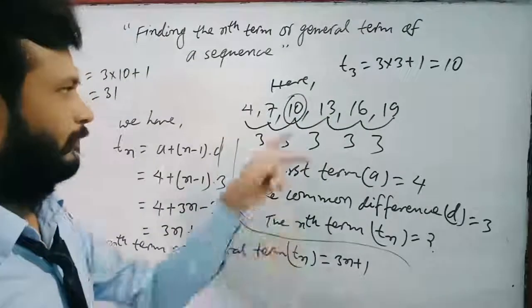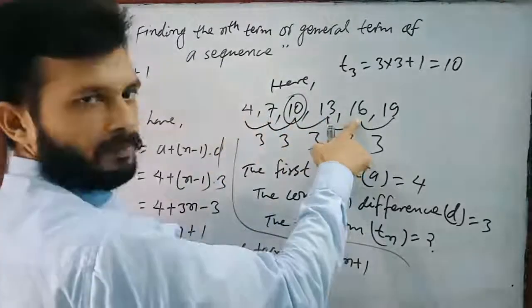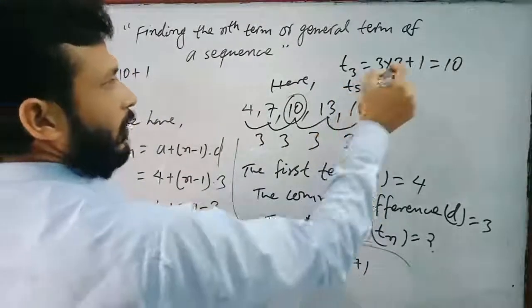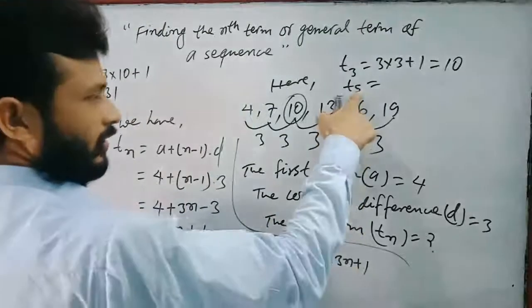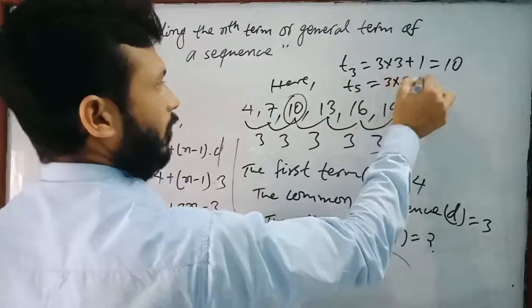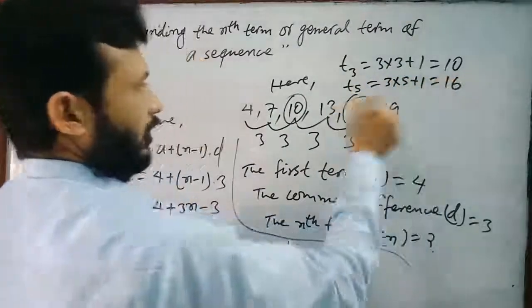It is matching. Okay, 1 2 3 4 5. Fifth term, T5. n भएपछि 3 into n, here 5, so 3 into 5 plus 1, we get 5 3s are 15, plus 1, 16. It is also matching.